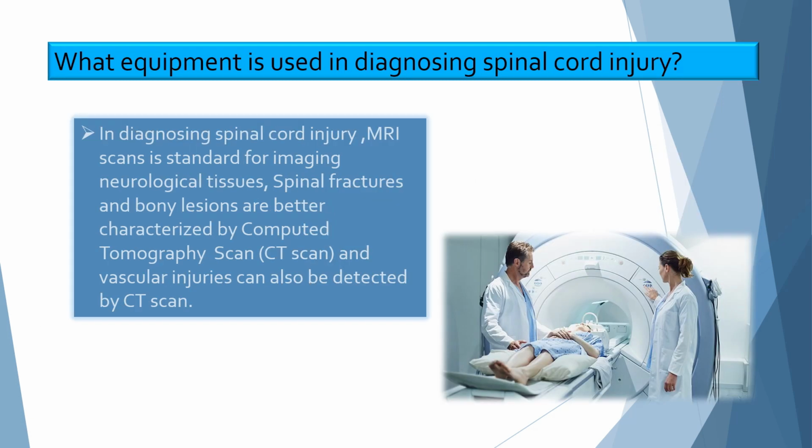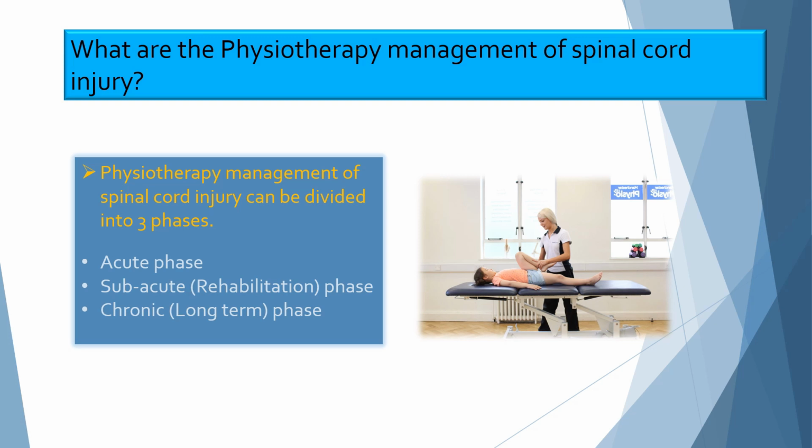What equipment is used in diagnosing spinal cord injury? In diagnosing spinal cord injury, MRI scan is standard for imaging neurological tissues. Spinal fractures and bony lesions are better characterized by computed tomography scan, CT scan, and vascular injuries can also be detected by CT scan. What are the physiotherapy management of spinal cord injury?